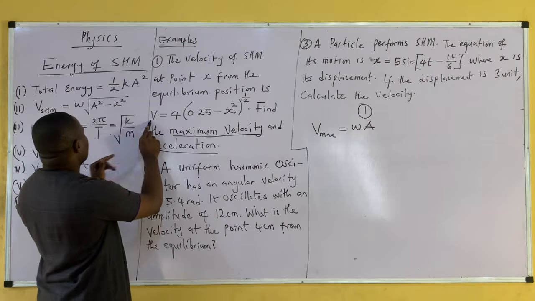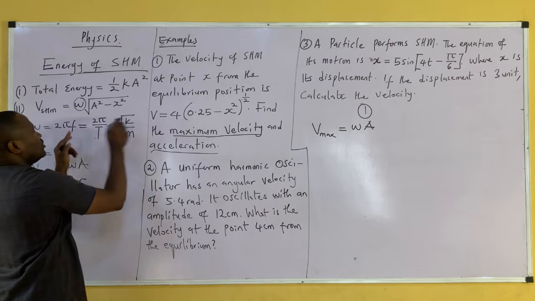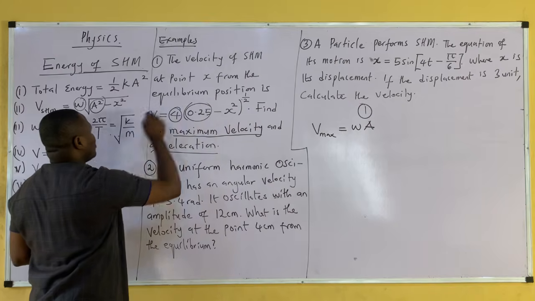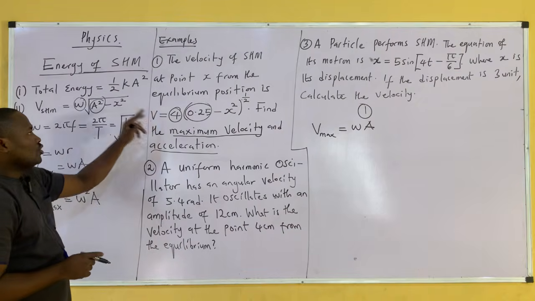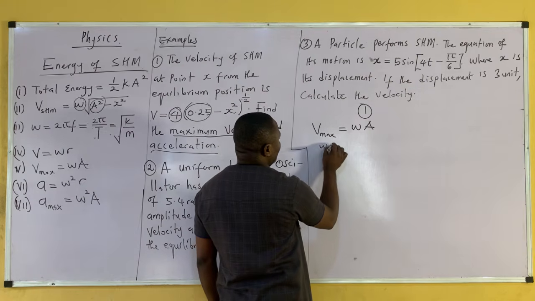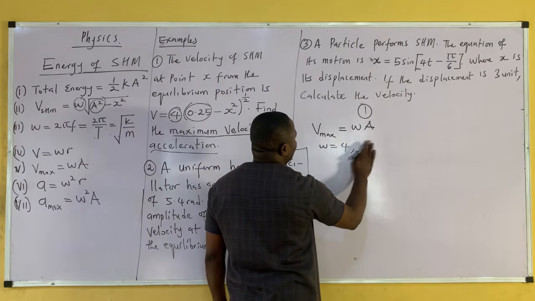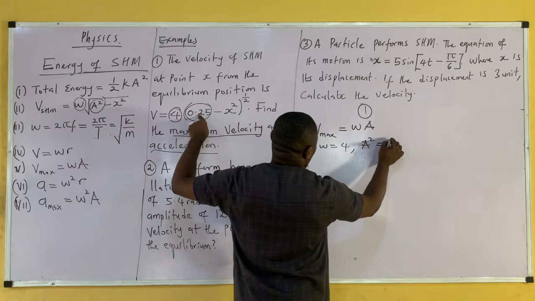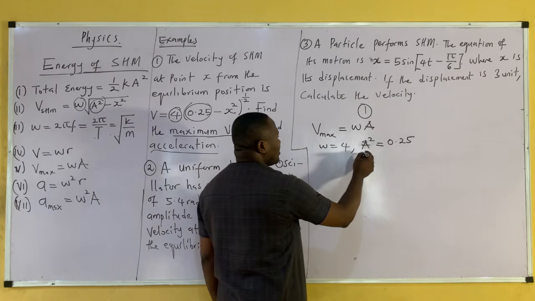Remember, this formula is this formula here. So my W is my 4 and my A here is my 0.25. Now A square is equal to 0.25, W equals 4. Take note of this, W equals 4, that's angular frequency, then my A square is equal to 0.25. So if my A square equals 0.25, what will now be A?